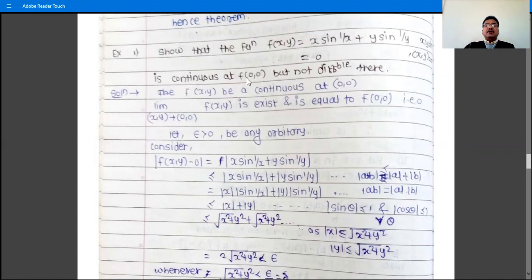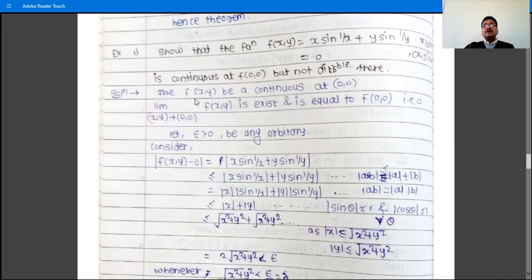So we have to show the function is continuous at (0,0). We observed in the first chapter, limit and continuity, that we can show the function is continuous at (0,0) by using the definition. So start with epsilon greater than 0. The function is continuous at (0,0) if the limit as (x,y) tends to (0,0) exists and is equal to f(0,0). f(0,0) is 0. So if this limit exists and is equal to 0, then we say f(x,y) is continuous at (0,0).